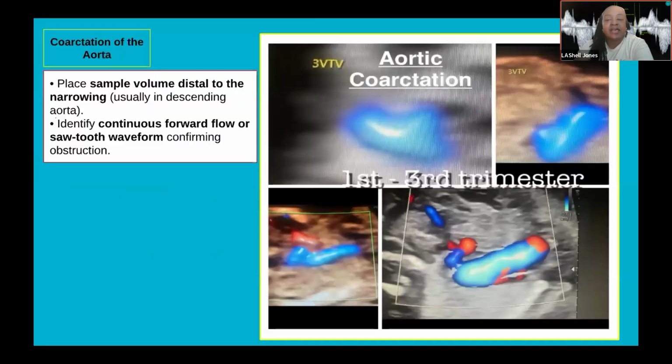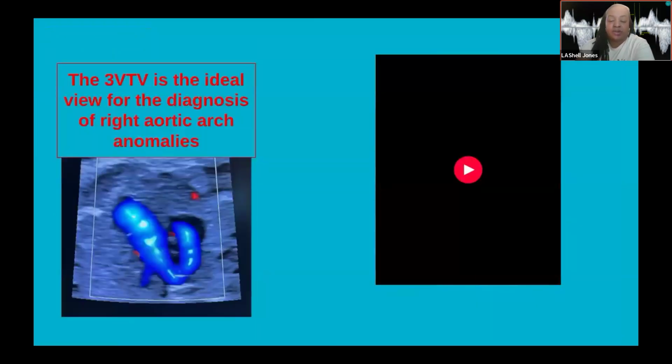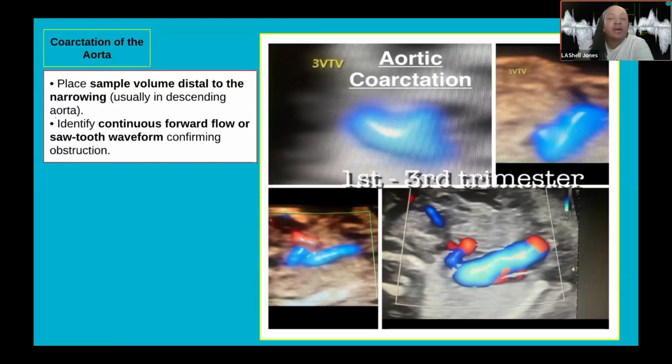All right. So here's that case of that coarctation that was seen from the first trimester. We followed to the third trimester. You want to place that sample volume distal to the narrowing, usually in that descending aorta. You want to identify continuous forward flow or sawtooth waveform, confirming there's obstruction. Okay, I went too fast. So just keep that in mind when you're assessing for aortic coarctation.